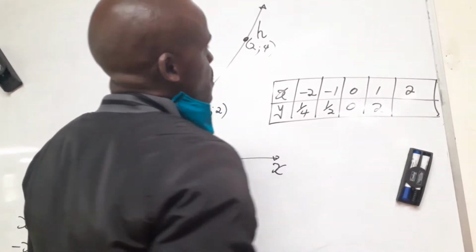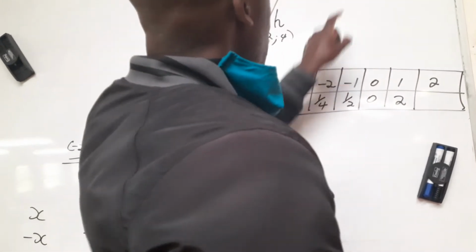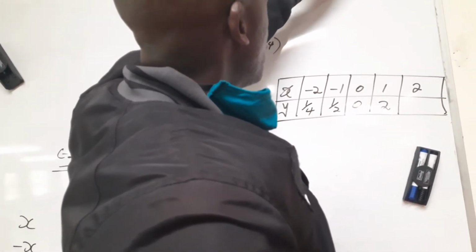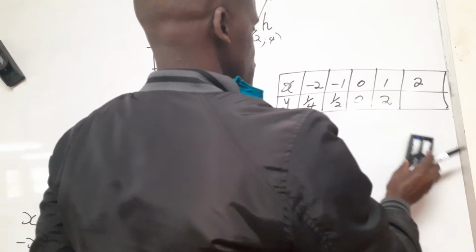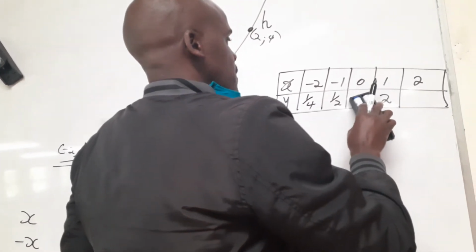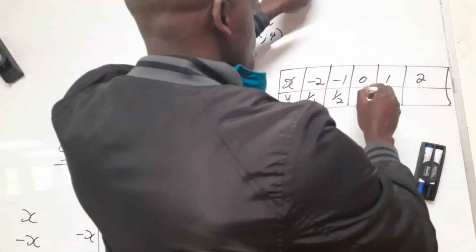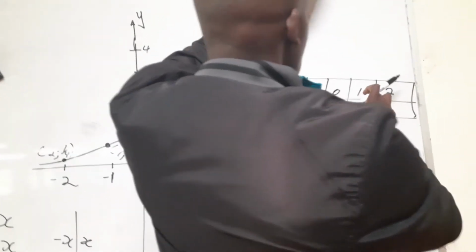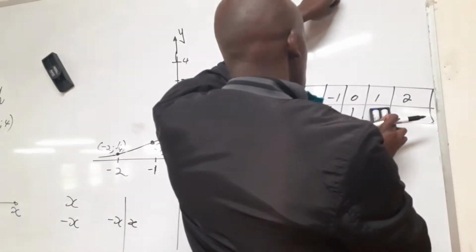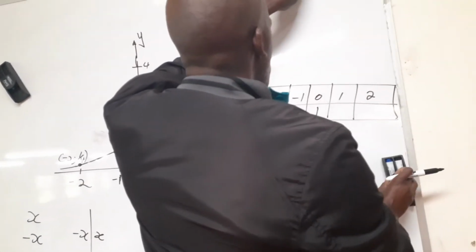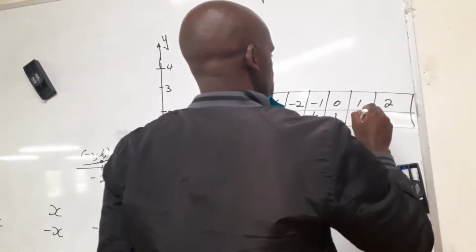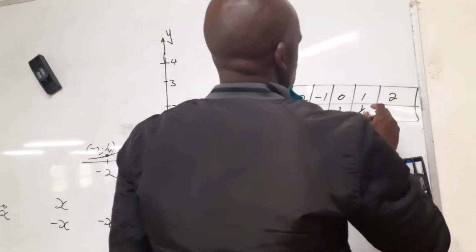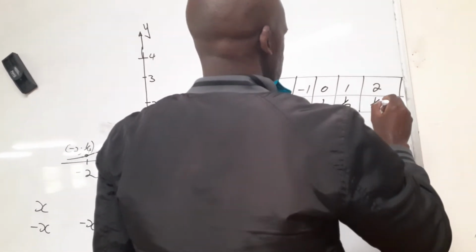2, it's 1 over 4, 1 over 2, it's not 0 here. When you put 0 there, it's 1, the y-intercept, and then we are putting 1 there. We are putting 1, that's 1 over 2, put 2, it's 1 over 4.